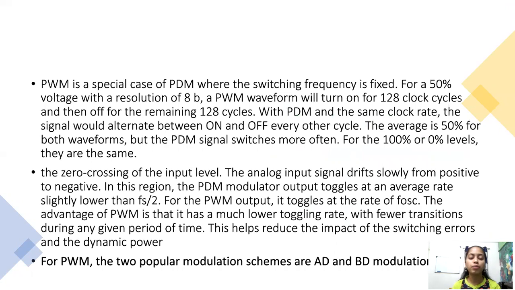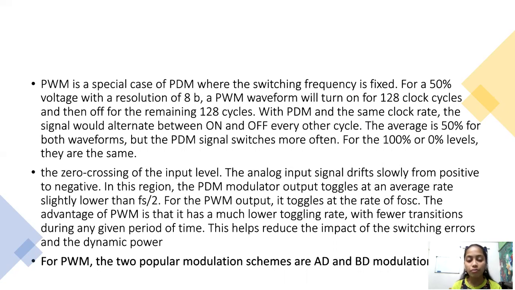PWM is a special case of PDM where the switching frequency is fixed. For a 50% voltage with a resolution of 8 bits, a PWM waveform will turn on for 128 clock cycles and then off for the remaining 128 cycles. With PDM and the same clock rate, the signal would alternate between on and off every other cycle. The average is 50% for both waveforms, and the PDM signal switches more often. For the 100% or 0% levels, they are the same.